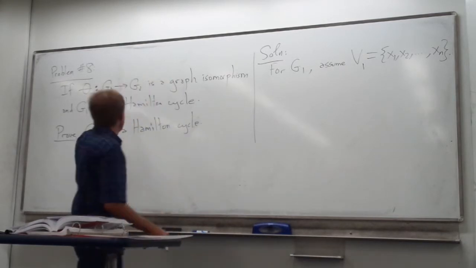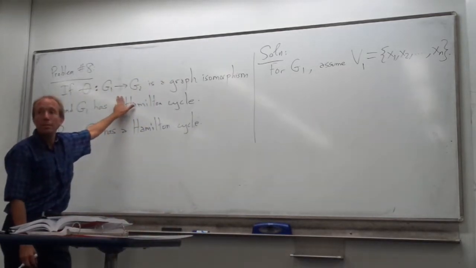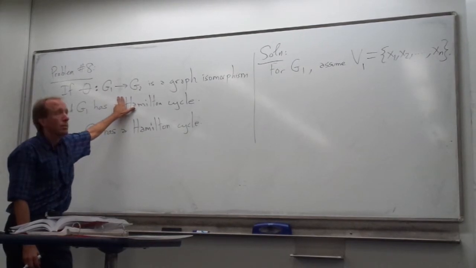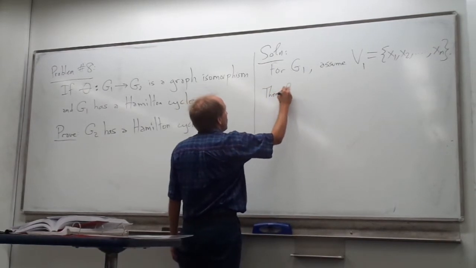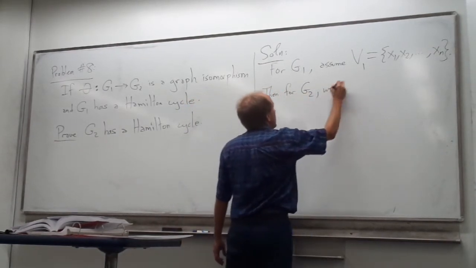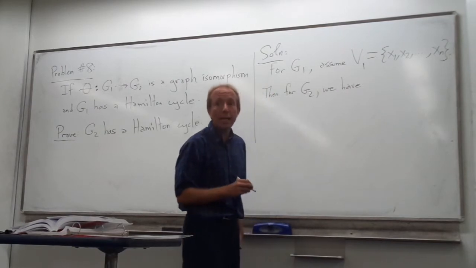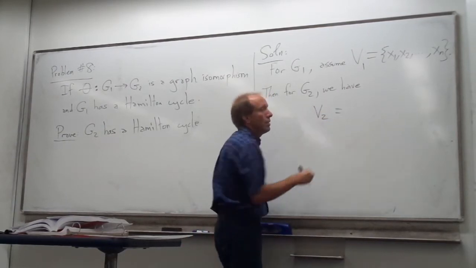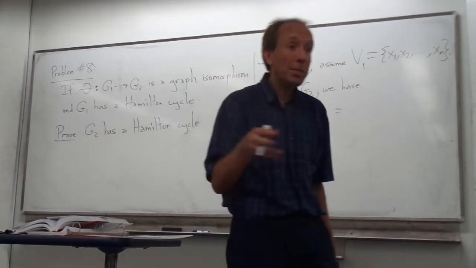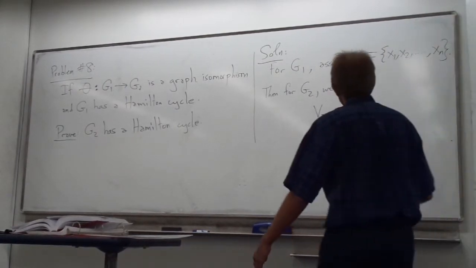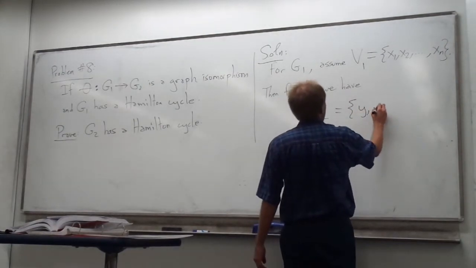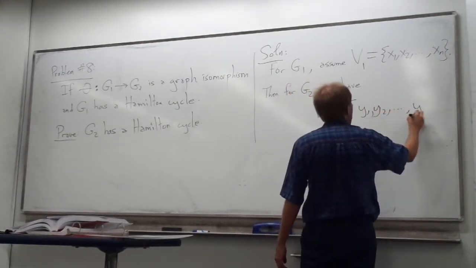Okay, well, we're given the mapping. Say G2 has G2. Okay, so for G2, one thing we know is that the second vertex set has to be the same size as the first one because they're isomorphic graphs, right? We're assuming that these graphs are isomorphic. That means that they have the same order, right? So V2 would be, I don't know, Y1, Y2, up to Yn.